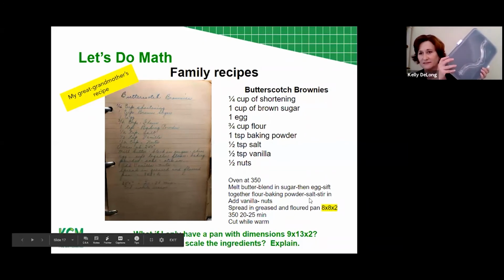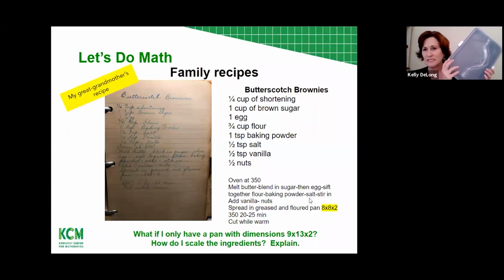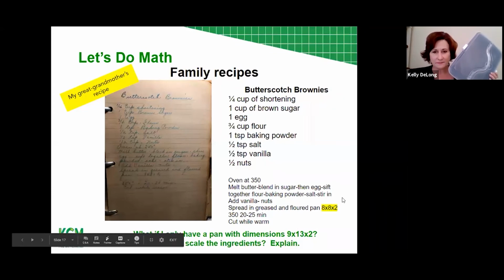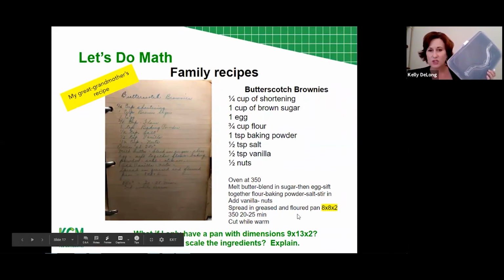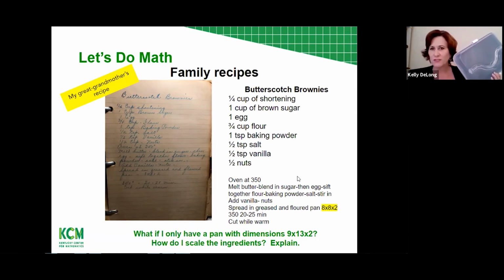And so May says that I'm supposed to have an 8x8 flour pan, but guess what? This is all I got. All right, this is it. I'm trapped in quarantine land. This is all I got. So I have a 9x13. So my question to you is, what do I have to do? I'm going to bake these brownies. What am I going to do in terms of scaling the recipe?